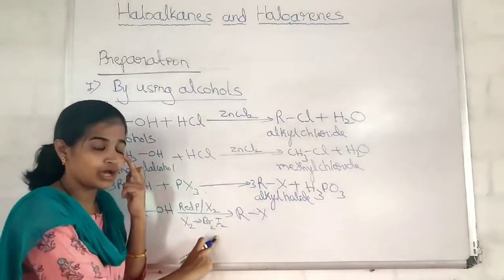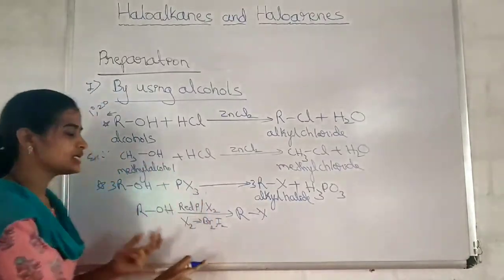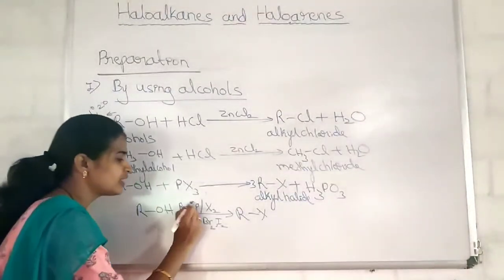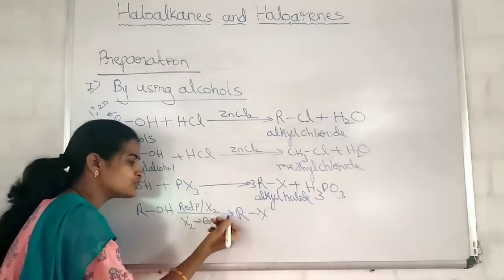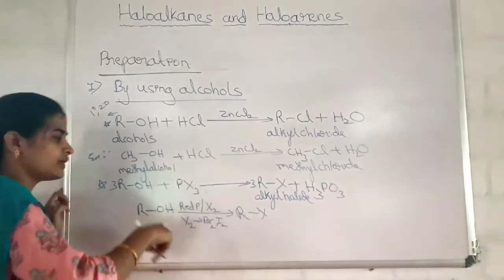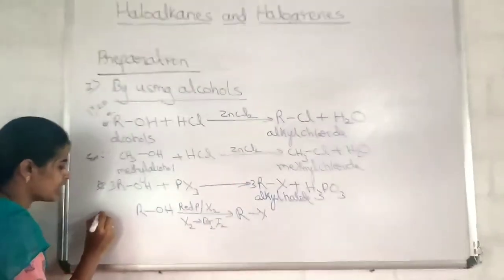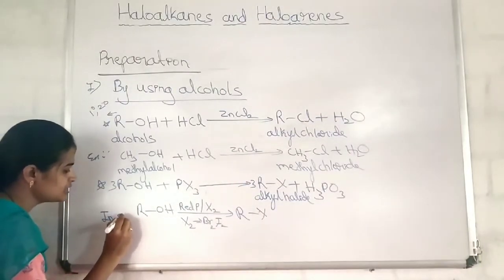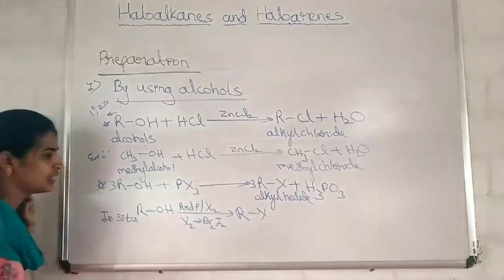If I want to prepare alkyl bromide or alkyl iodide, I can't take the phosphorus tribromide or phosphorus triiodide directly. Instead of that, I have taken the red phosphorus and respective halide in the reaction mixture. So this is called in situ preparation.